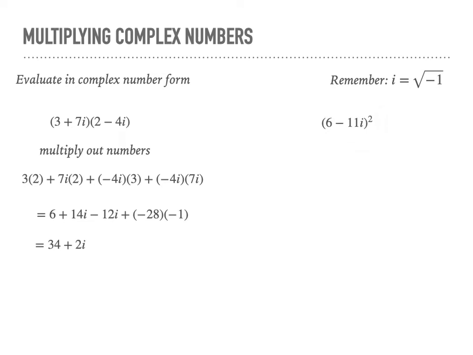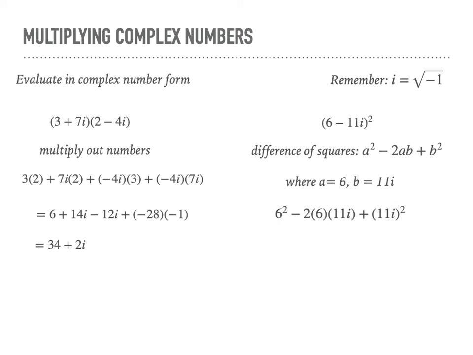Now let's look at a second example. 6 minus 11i squared. So right off the bat, we can see that this is a difference of squares. And that's noted as a squared minus 2ab plus b squared. I'll also be sure to reference an intro to complex numbers and intro to difference of squares in the description box below, where a is equal to 6 and b is equal to 11i, as we can see in our expression.